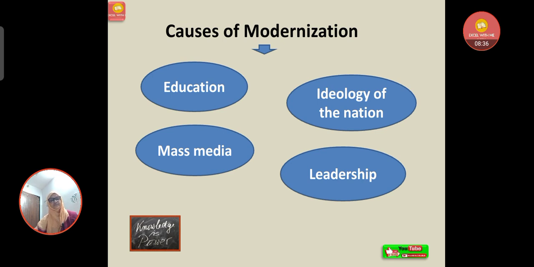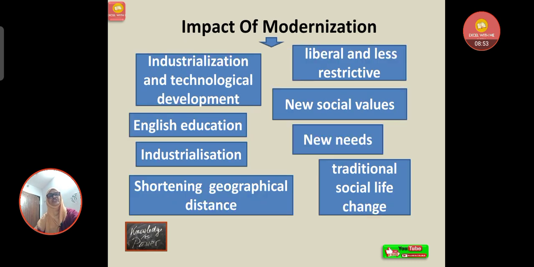Then leadership. A good leader is able to change the attitude of the people and make them ready to adopt new skills, new values, new technology. It helps to gear up the process of modernization. So these are all the causes of modernization.